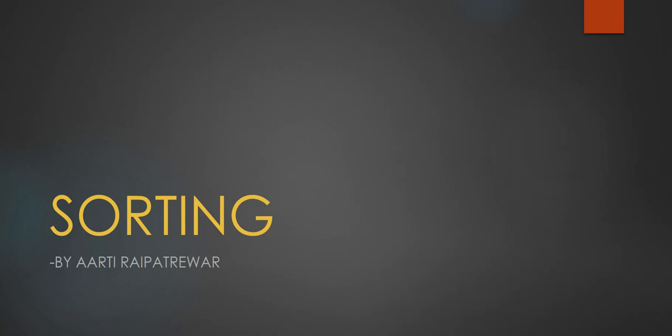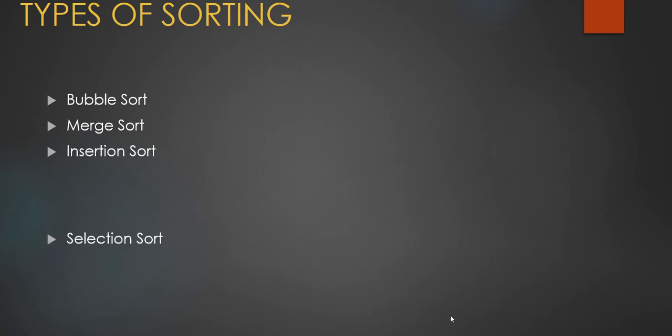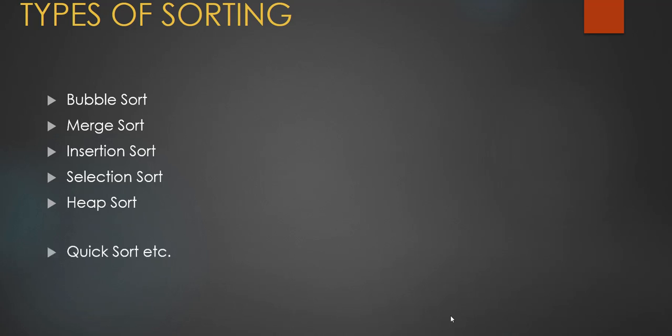In this video, I am going to discuss selection sort. Let's have a look at types of sorting techniques. The types of sorting are bubble sort, merge sort, insertion sort, selection sort, heap sort, quick sort, etc. The rest of the sorting types I have discussed in another video.